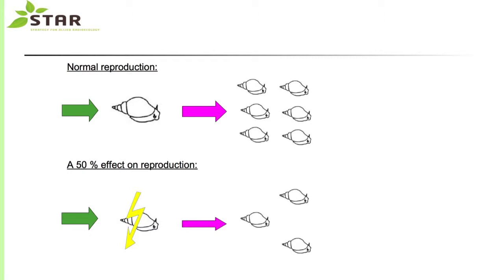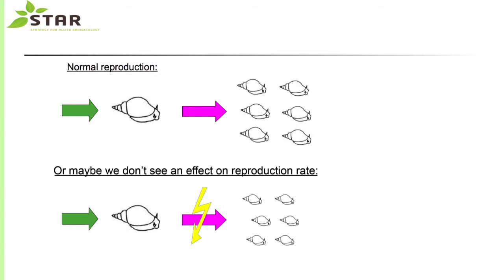Or it could be that the snail is affected in its food uptake, which doesn't have to do directly with reproduction, but the effect that we see is on reproduction. It could also be that we don't see an effect on reproduction rate at all, but we just have smaller offspring, which we don't see if we just measure reproduction rate.